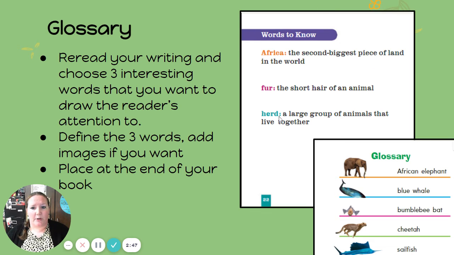If we go back to our book on giraffes, the author wanted us to notice the words Africa, fur, and herd. Once they chose those 3 words, the author looked up a definition or came up with a friendly definition of their own, telling what those words mean. That way, as we're reading the text, we can use that definition in the glossary to help us better understand the word. So they said Africa is the second biggest piece of land in the world. Fur is the short hair of an animal, and herd is a large group of animals that live together.